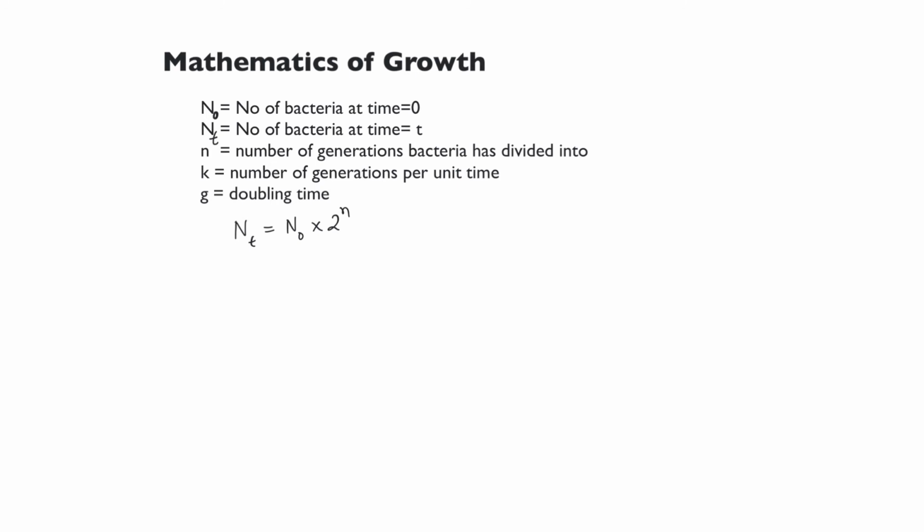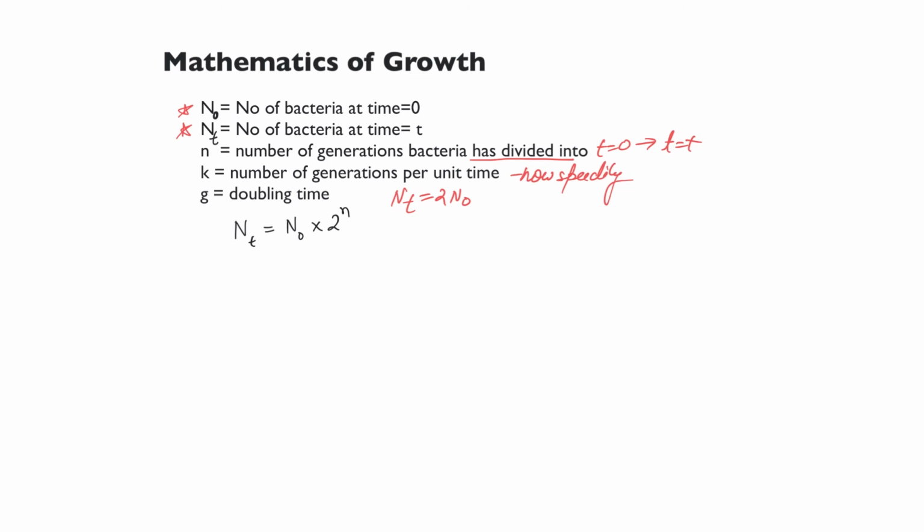So we have the following parameters. We have N naught that tells us the number of bacteria at time equal to 0 when our culture started. Nt gives the bacteria at time t. N is the number of generations the bacteria has divided into between t equal to 0 to time equal to t. K is the number of generations per unit time, so it kind of gives us an idea of how speedily a bacteria is dividing, and G is doubling time, the amount of time in which Nt equals 2 times N naught, right?